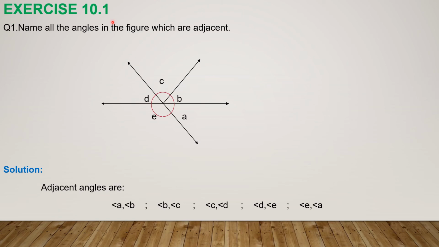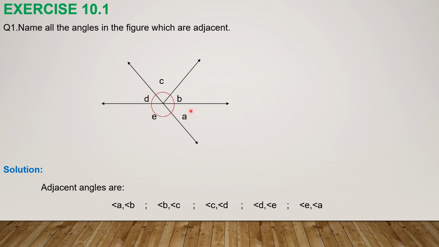Let's start exercise 10.1. Question number 1. Name all the angles in the figure which are adjacent. Students, this is the figure given in the question. Here different angles are given to us. This is angle A, this is angle B, this is C, this is D and this is E.